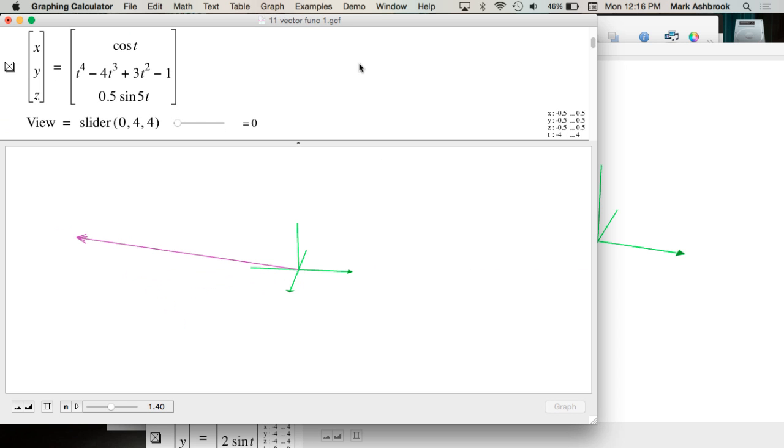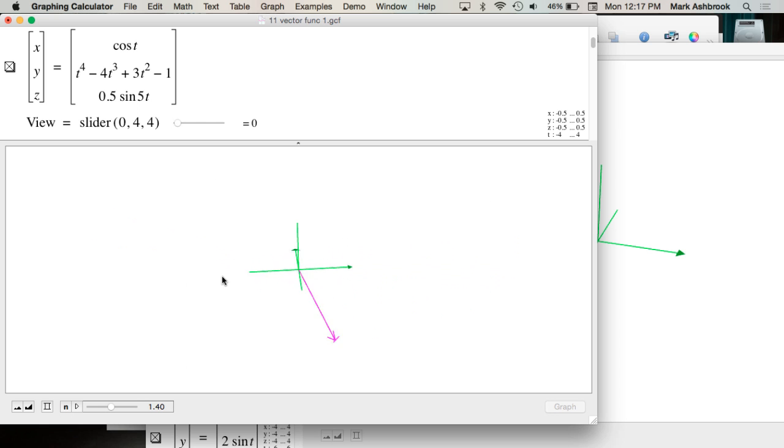All right, so here is a vector function. X equals cosine t, y equals this quartic polynomial, and z equals 0.5 sine of 5t. Here I'm showing t equals 1.4. When you put 1.4 into these three equations, you get a vector with an x component, y component, and z component, and now this is showing that vector.